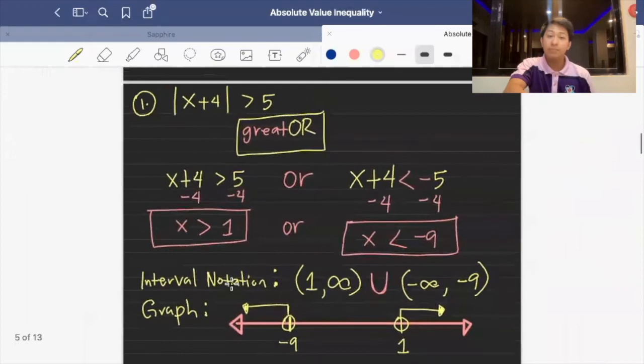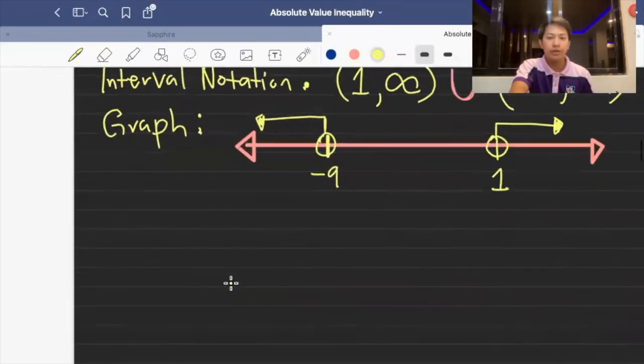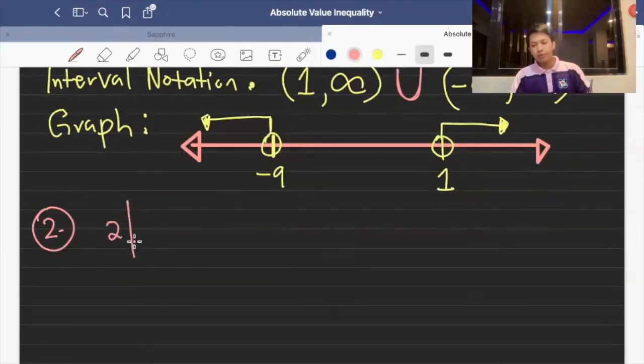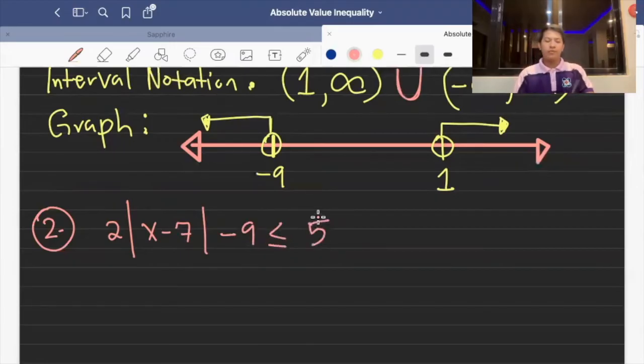Okay? Simple lang, right? If you know how to identify if it's a union or intersection, then you just set up your absolute value inequality on case 1, case 2. All right. So after this, do we have any questions? None? Okay, let's proceed to the next example. Example number 2. How about if you have this one? Number 2. 2 times the absolute value of x minus 7 minus 9 is less than or equal to 5.